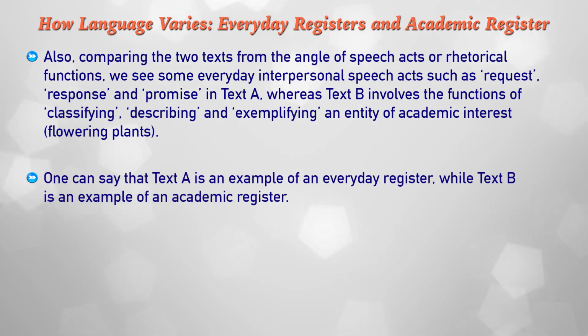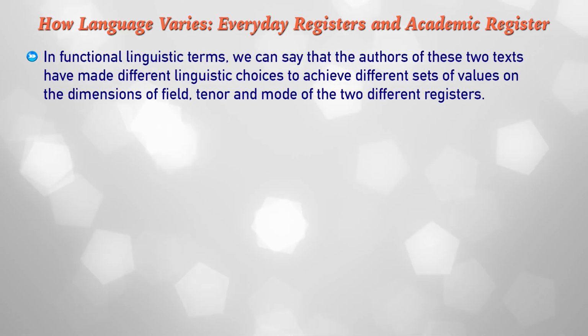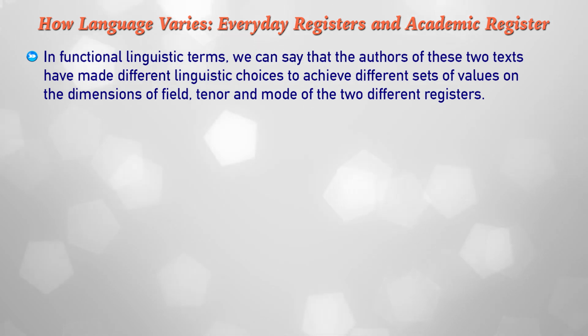One can say that text A is an example of everyday register, while text B is an example of academic register. In functional linguistic terms, we can say that the authors of these two texts have made different linguistic choices to achieve different sets of values on the dimensions of field, tenor, and mode in the two different registers.